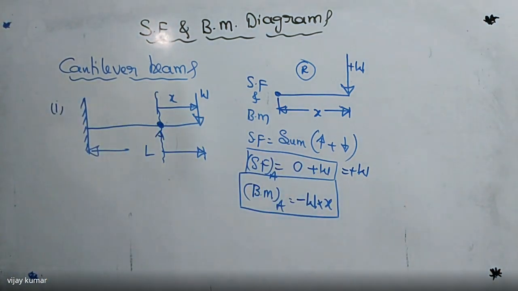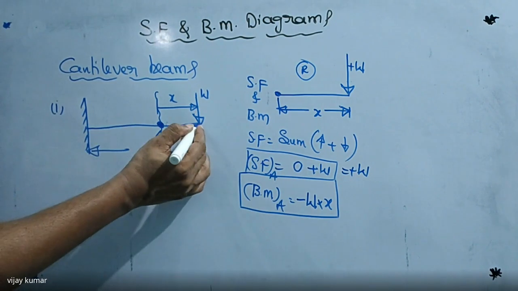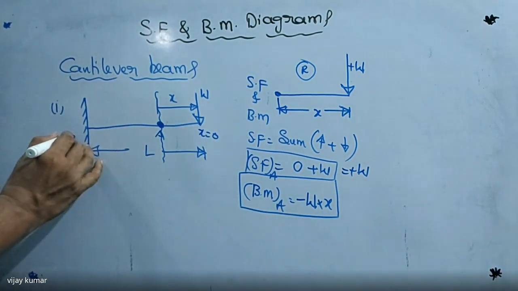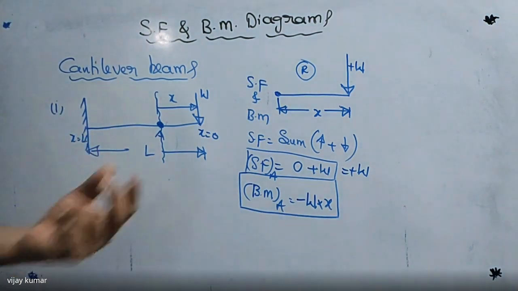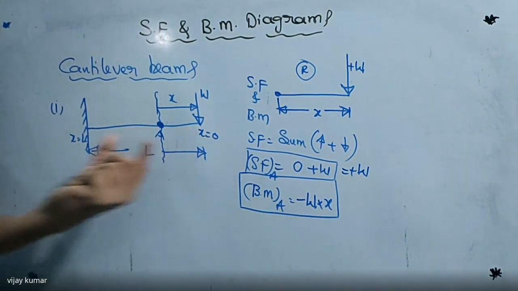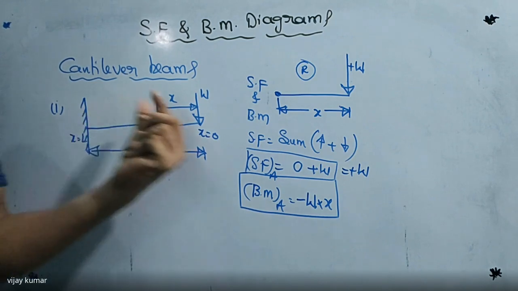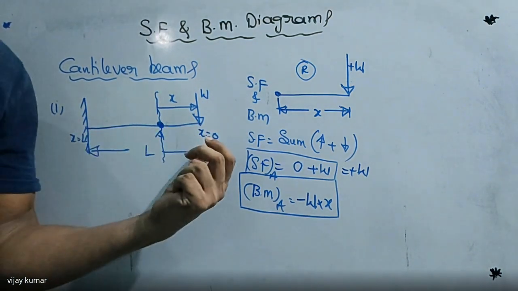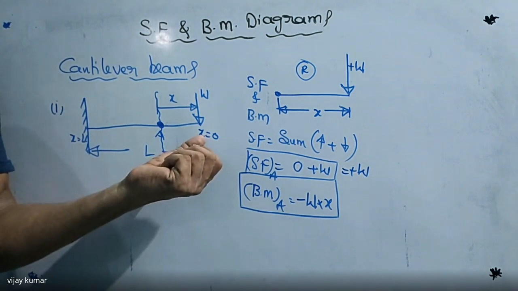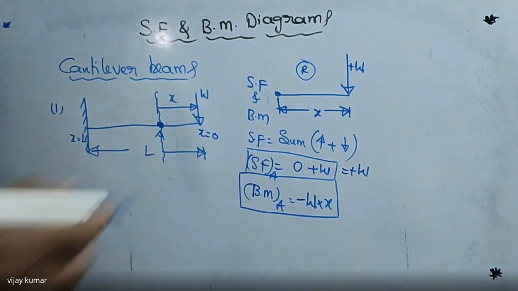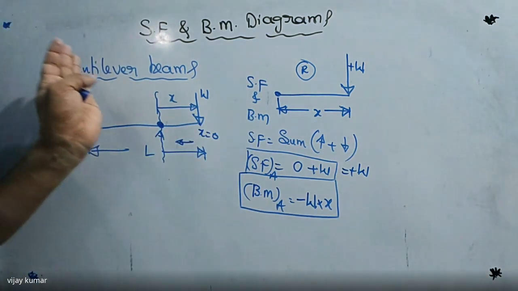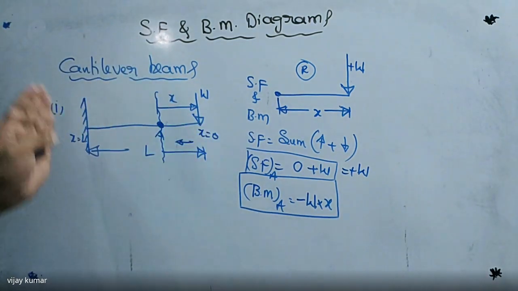Here, this length I am taking from this point to this point. So I am taking the limits x equal to 0 here and x equal to L here. I am coming from right to left. You can take left to right also, as you wish. We can take x equal to 0 or x equal to L, in either direction.